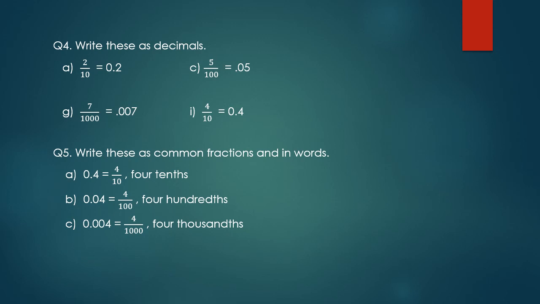I'm repeating all these questions again. 0.4 can be written as 4 upon 10, that is 4 tenths. 0.04 in fractional form can be written as 4 upon 100, and in words it is written as 4 hundredths. 0.004 in fractional form can be written as 4 upon 1000, and in words it is written as 4 thousandths.